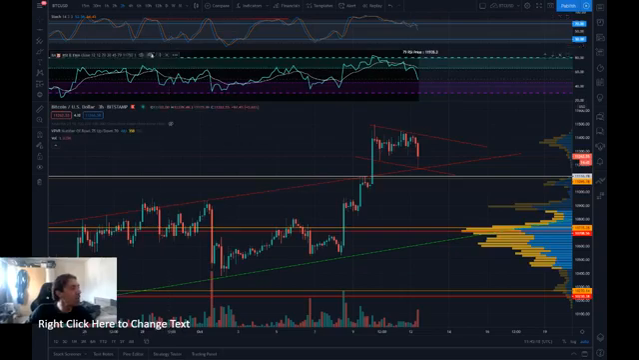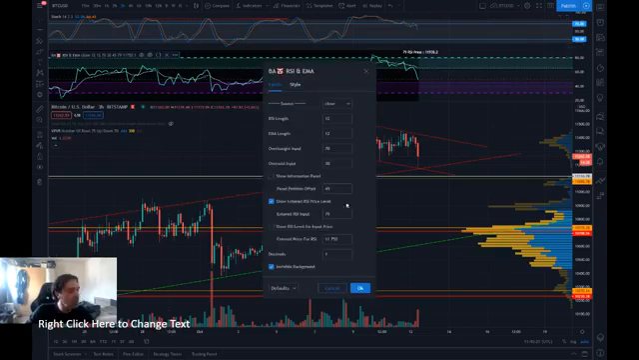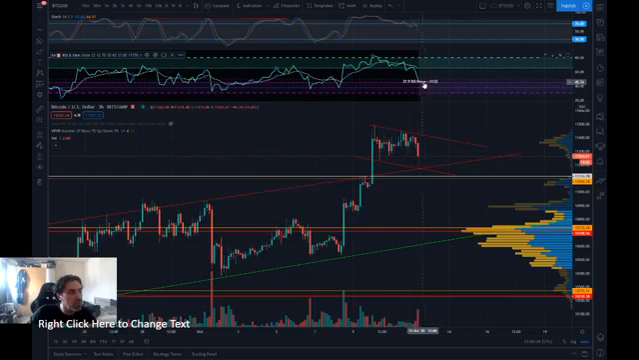So this one says 37.85. So we're going to go look in the settings. We're going to write 37.85 and let's have a look. So at $11,122, we should start forming a divergence.